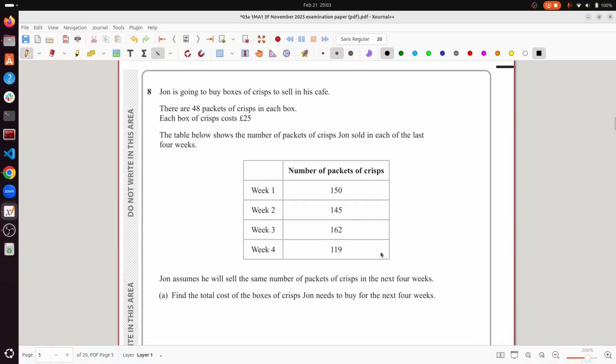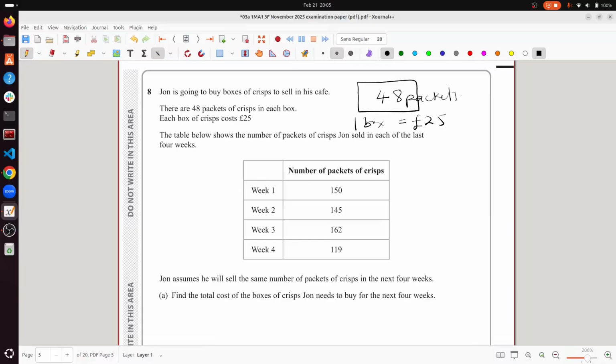Number 8 says John is going to buy boxes of crisps to sell in his cafe. There are 48 packets of crisps in each box. So we have a box, and in there are 48 packets, and each box, one box, will cost you 25 pounds. For number 8, we could first of all start from finding the total number of packets of crisps that we'll need for the 4 weeks.